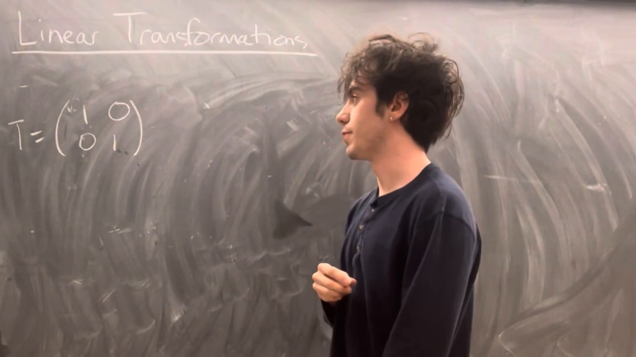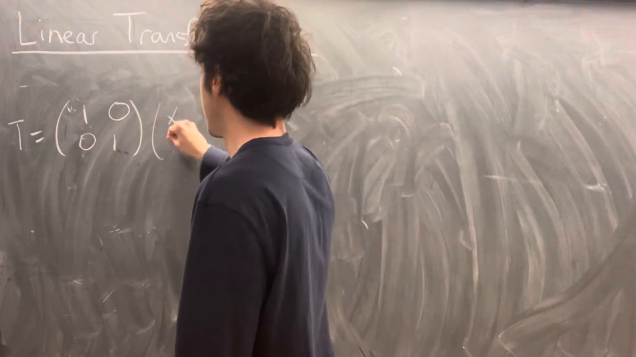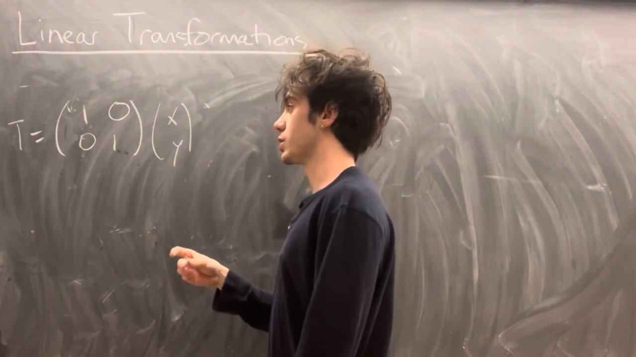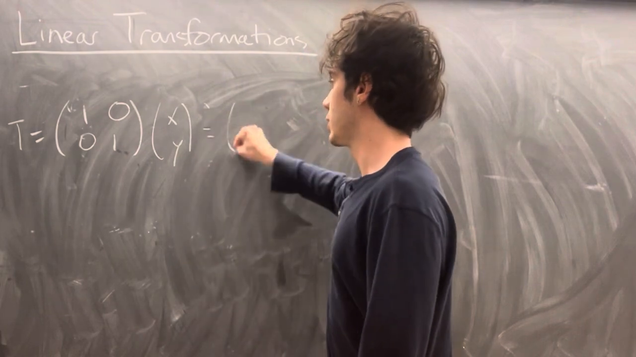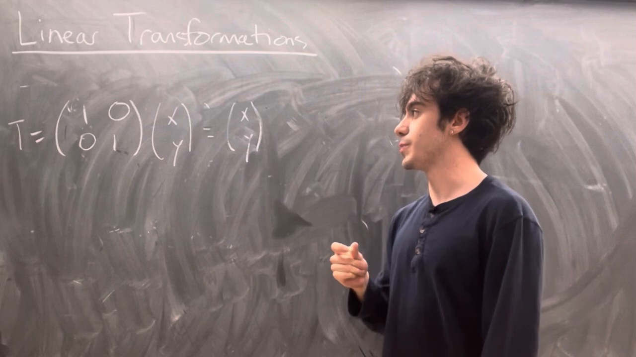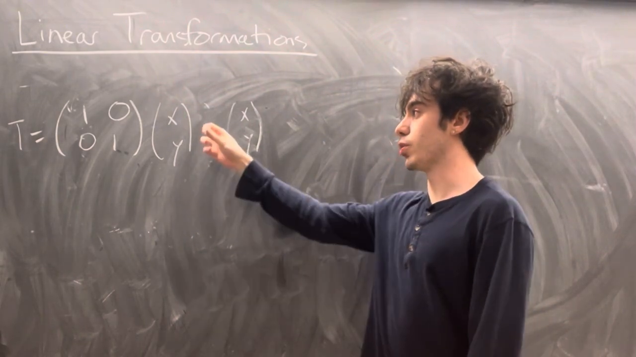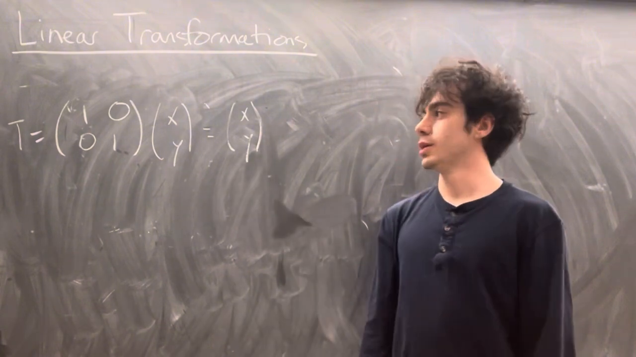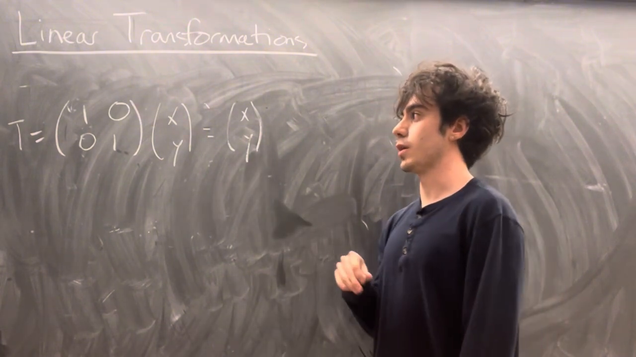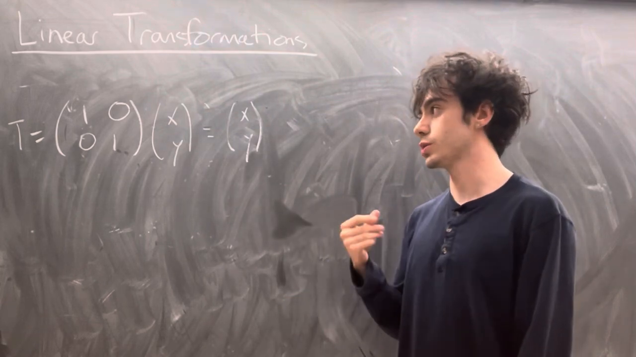Now, if we apply this linear transformation to any vector, say (x, y), we just get (x, y) back. And that's why I said that this linear transformation is very boring. It just spits out what you give it. So this is a linear transformation that maps all points (x, y) to themselves. But this does satisfy the conditions for a linear transformation, and we're going to go ahead and just run through those just to show that it holds.